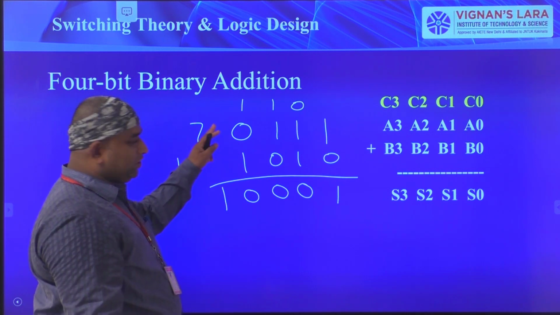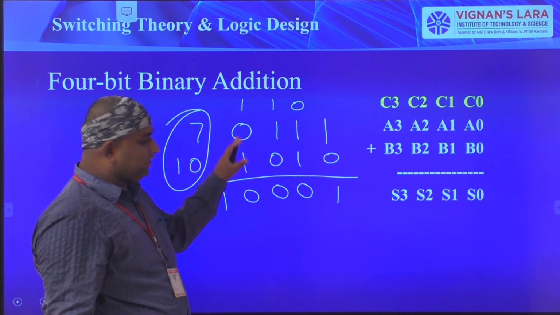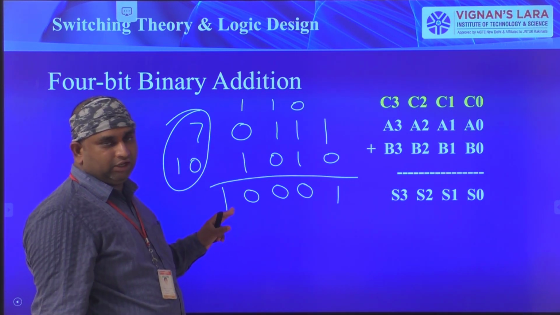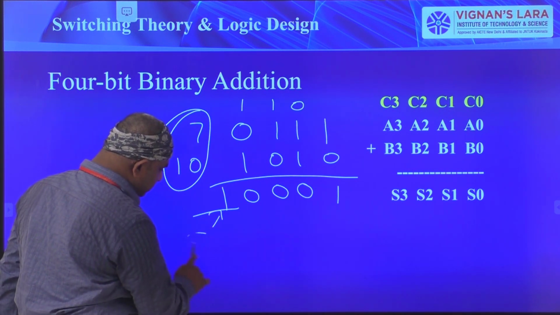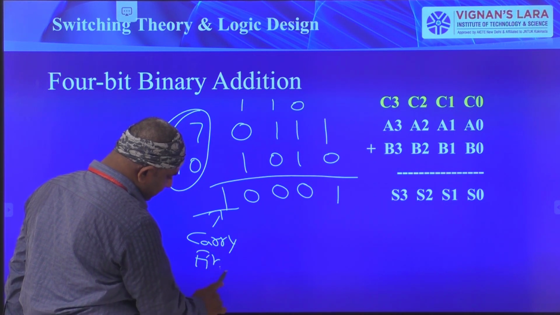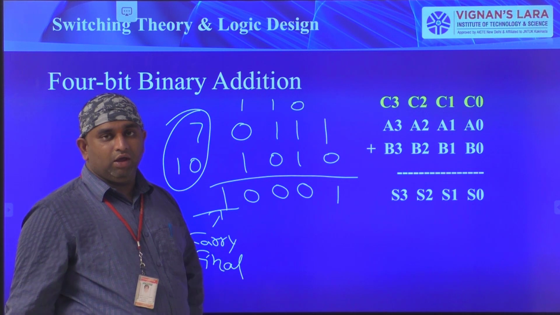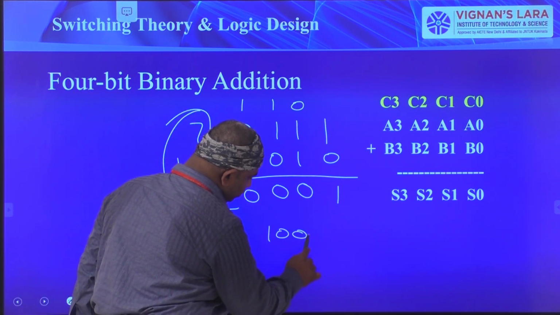Why? Because there are no other characters here. These are the MSB bits, so there is no other number. For that reason I have written 1 here. So this is the finalized carry, the final carry. So this is the answer, 10001, the equivalent value. See here, 10001.